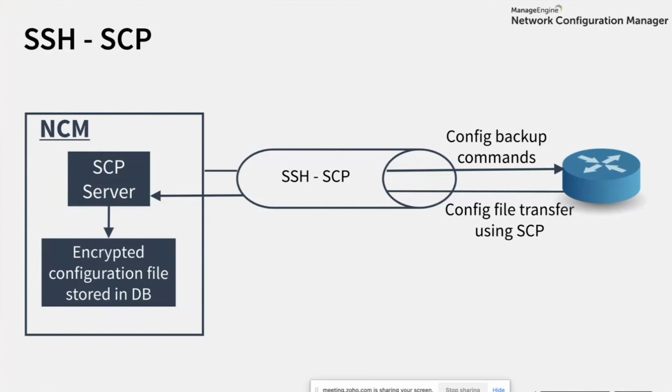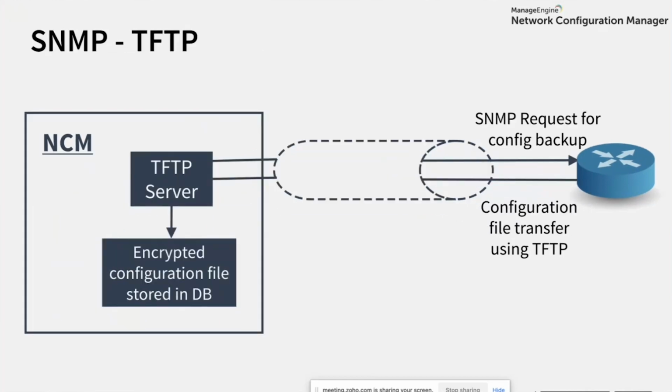So here's another example for SSH SCP where the file transfer happens using SCP protocol, whereas the configuration command will be sent through SSH protocol. So the transferred file will be received using an SCP server, and this will be encrypted and stored in the DB. And we also have an example for SNMP protocol where there won't be a communication channel. Instead, SNMP requests will be sent and file transfer will happen using TFTP, which will be encrypted and stored in the database.